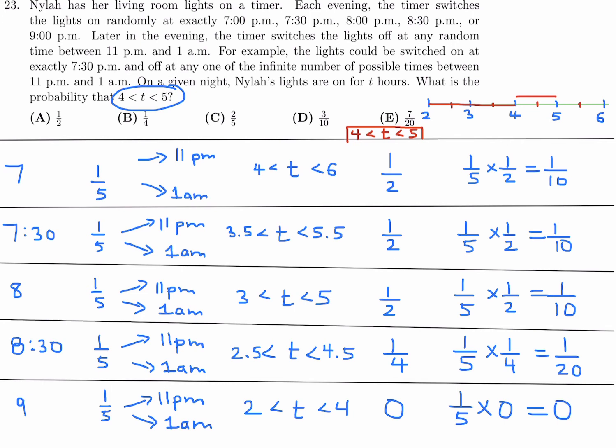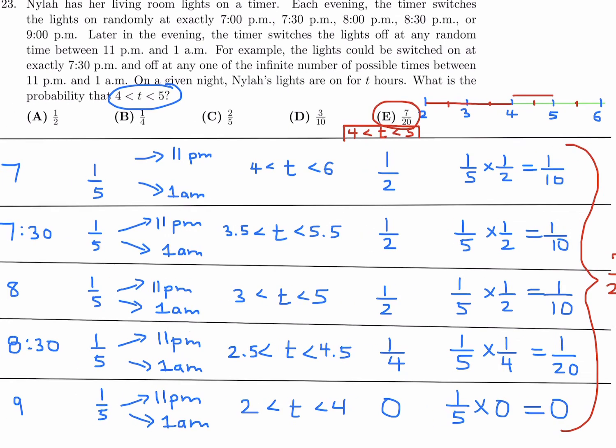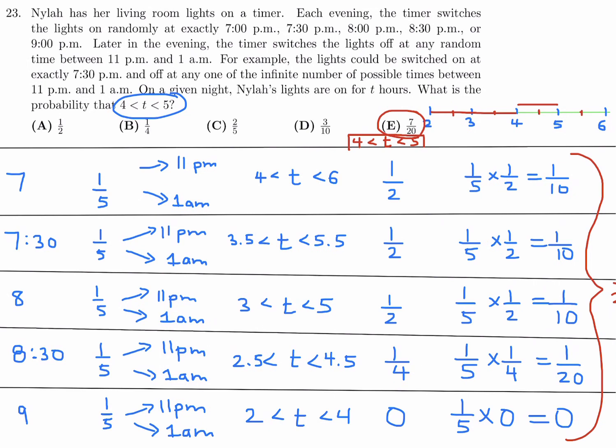0. Now we have to calculate the full probability, and the full probability is obtained by adding up these numbers, all of these numbers. And when you do 1/10, 1/10, 1/10, 1/20, and 0, you get 7/20. And 7/20 is E for number 23.